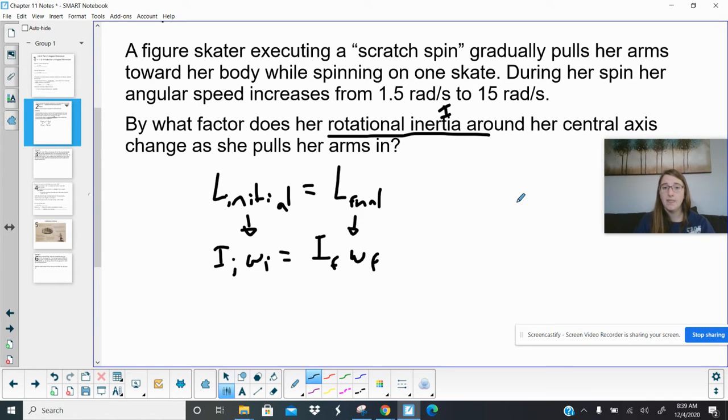So thinking again, if I increase the angular velocity, what do we think is going to have to happen to the inertia for momentum to be conserved? It's going to have to go down, right? If I increase this number, in order to still get the same thing here overall, I need inertia to decrease. And that should make sense because inertia increases with her arms way out from her body. As she brings her arms in, her inertia decreases.